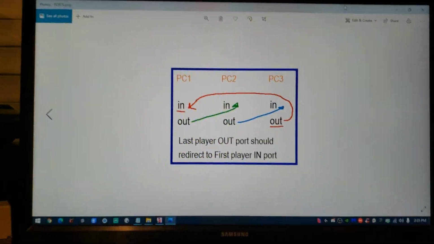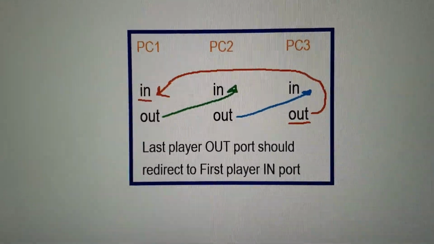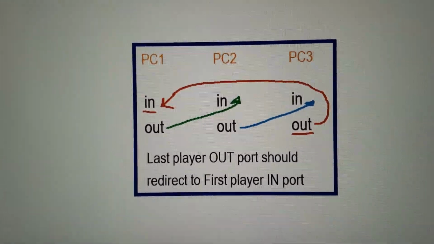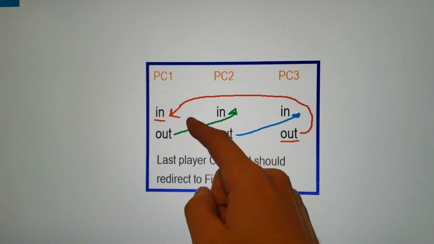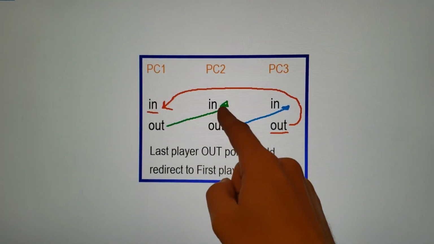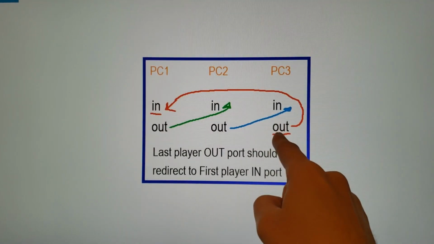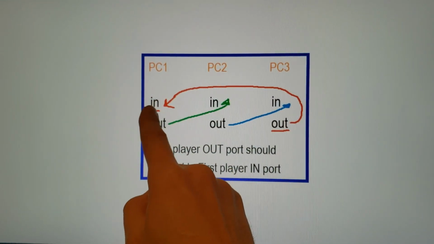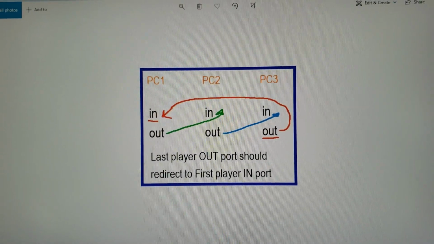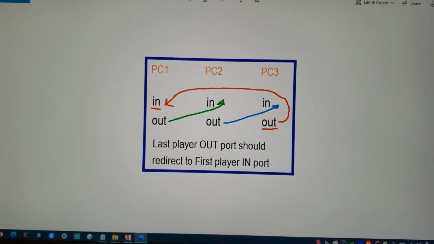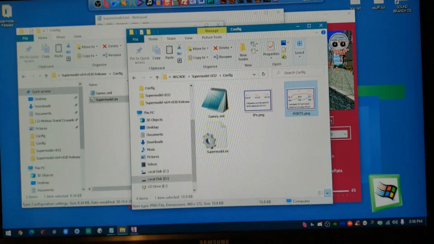So the ports work like that. In this example, I also included a scenario where you have 3 computers. For example, if you have PC1, you'll have the in and out. The out of PC1 should be the in of PC2, the out of PC2 should be the in of PC3, and the out of PC3 should be the same as the in of PC1. So this is the perfect circle of the ports. In other words, the last player's out port should redirect to the first player's in port. So that's how the ports work.